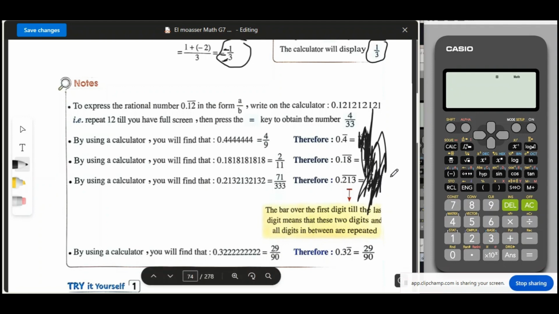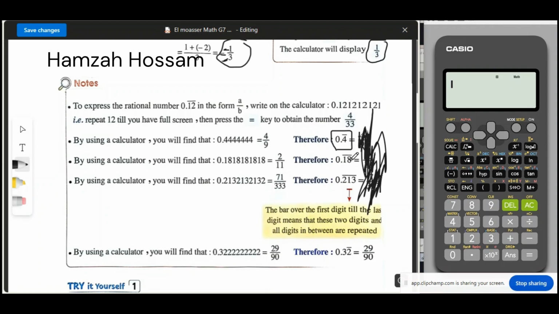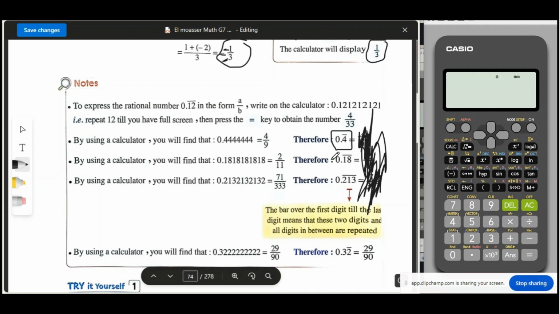So now, please, one of you answer the question 0.4 recurring. Please answer it and tell me in the video. Now you are seeing this video, please answer. Any of you should answer, okay? Okay, let's get the next one. 0.18. Any one of you answer it. Okay, the last one. Any one of you answer it.